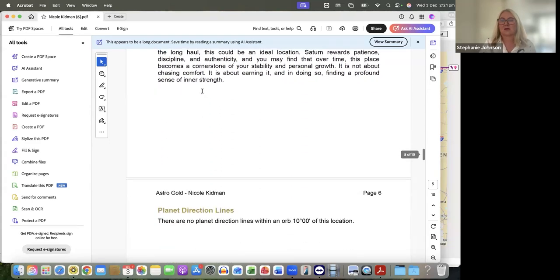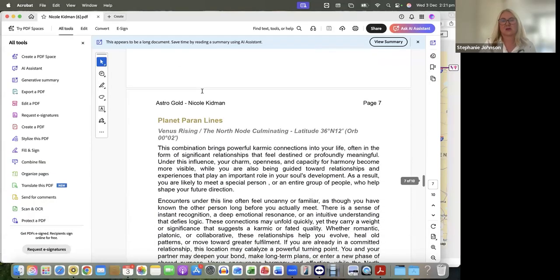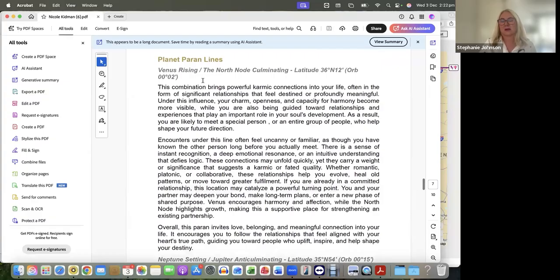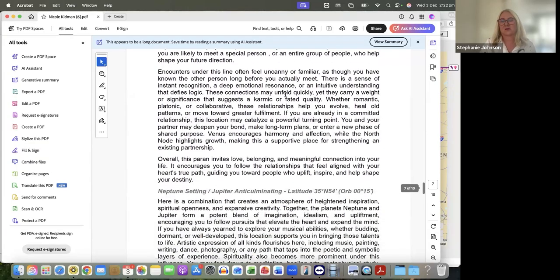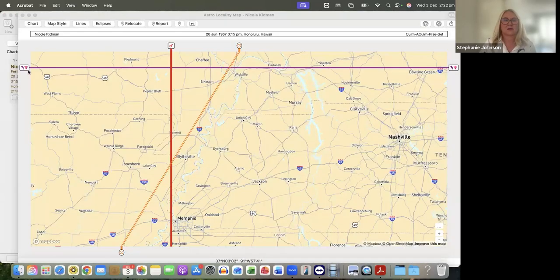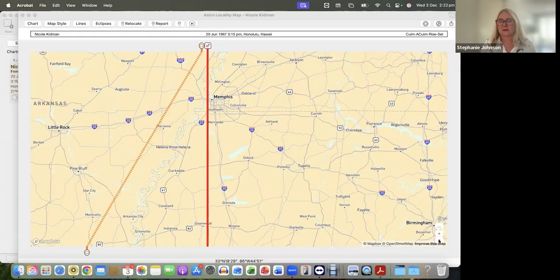So here we go. That's no planetary direction lines. I haven't looked at them, but I can show them just quickly. And I thought this was interesting too. The planet Paran lines. You'll get these in the reports and you can have them on your map if you want. This combination brings powerful karmic connections into your life, of course. And then we go on. So that's the report for Nicole Kidman. But just look at these lines as well. So I'll just zoom out again a little bit.